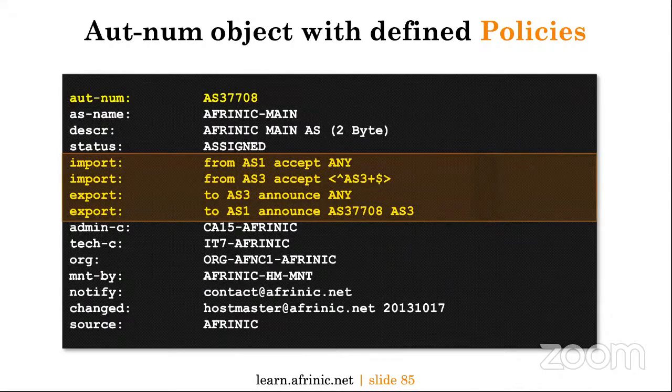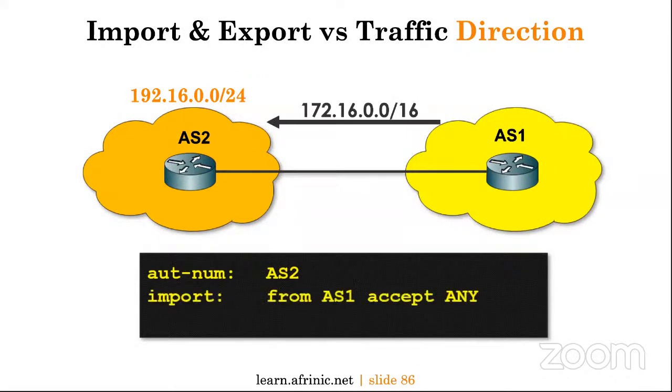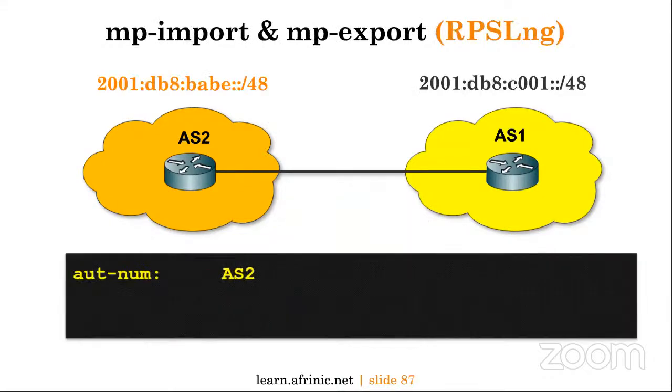So this is an example of defining your policies. Like I said, what are you importing? What are you accepting into your aut-num, into your AS? And what are you exporting? What are you announcing out? This is the most simple syntax in RPSL when you're describing your policies on your aut-num object within the routing registry. You can see here also the MP, like I mentioned, the multi-protocol mp-import and mp-export, which is with RPSLng, just like we have with IPng, next generation.